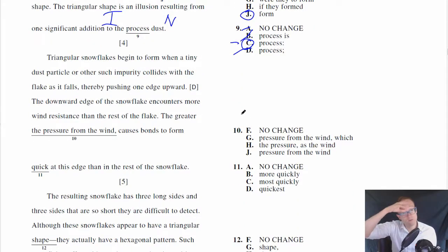Triangular snowflakes begin to form when a tiny dust particle or other such impurity collides with the flake as it falls, therefore pushing one edge upward. The downward edge of the snowflake encounters more wind resistance than the rest of the flake. The greater the pressure from the wind causes bonds to form quicker at this edge than in the rest of the snowflake. Okay, obviously issues there.